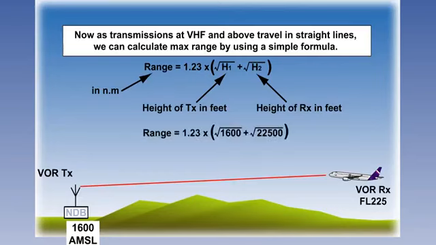So, suppose the transmitter is at 1600 feet above mean sea level and the aircraft is at 22,500 feet. Their square roots are 40 and 150, respectively. Multiplying by 1.23 gives us the answer: 233.7 nautical miles.